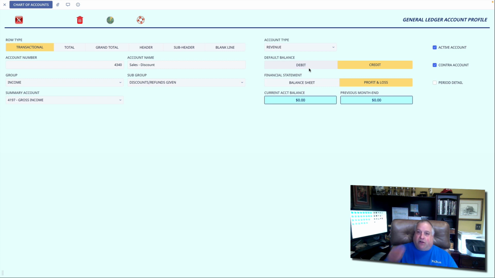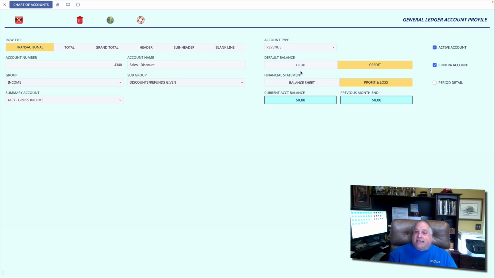Assets by default are debits. Liabilities by default are credits. Ownership equity by default is a credit. On the P&L, revenue by default is a credit, and expense by default is a debit. Subtracting debits from credits gives us a positive or negative, a net income or a net loss on the P&L, and a positive or a negative valuation on the balance sheet.